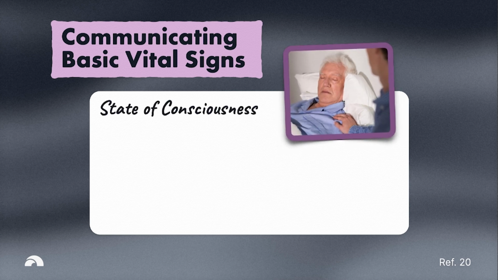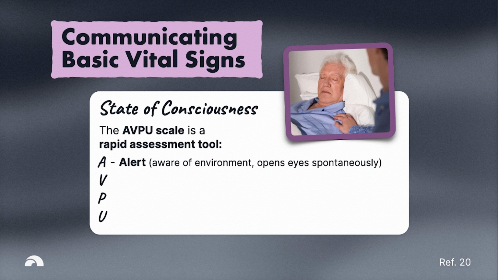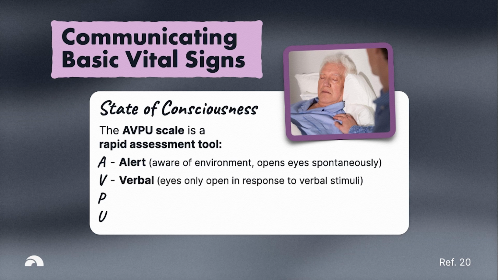State of consciousness. The AVPU scale is a rapid assessment tool that can be used to quickly measure a client's level of consciousness. A stands for alert. The client is aware of the environment and can open their eyes spontaneously. V stands for verbal. The client's eyes do not open spontaneously. They only open in response to a verbal stimulus aimed towards them.